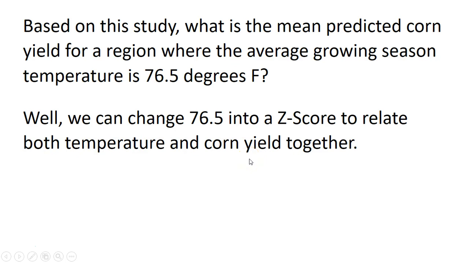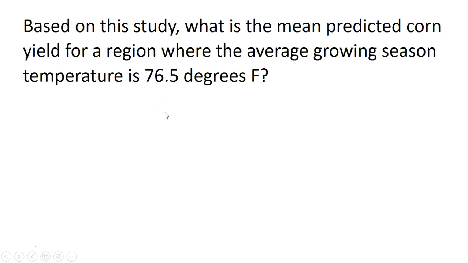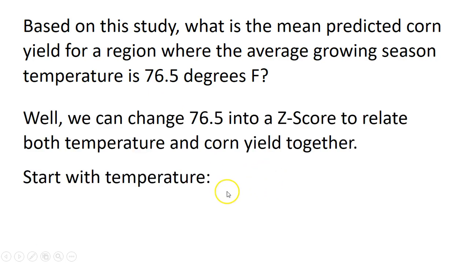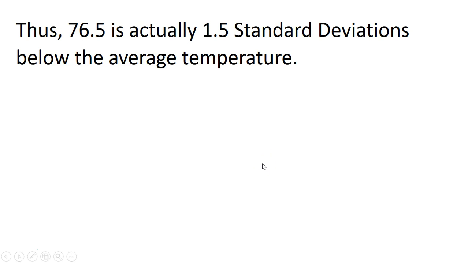So let's change it into a z-score, because these are two different things. We're talking about acres, we're talking about temperature. So if I create this in terms of z-scores, I can compare them both. If I change it into a z-score, I know the average, the standard deviation. So now that compared to a z-score is negative 1.5. So we can change that 76.5 degrees into that, negative 1.5.